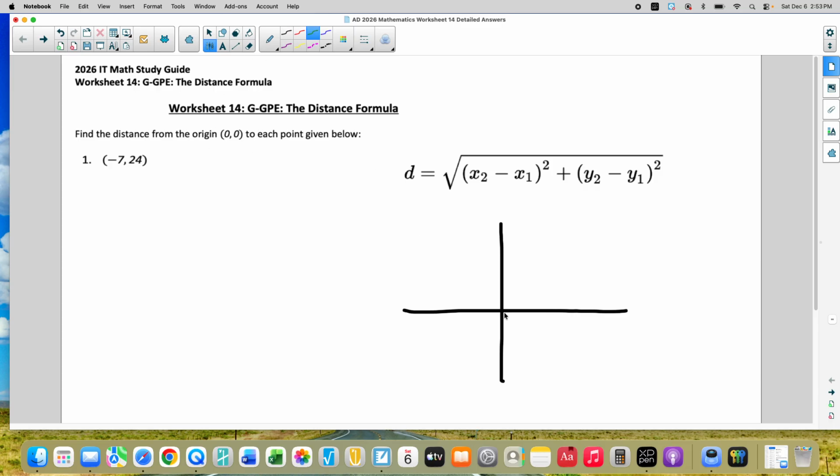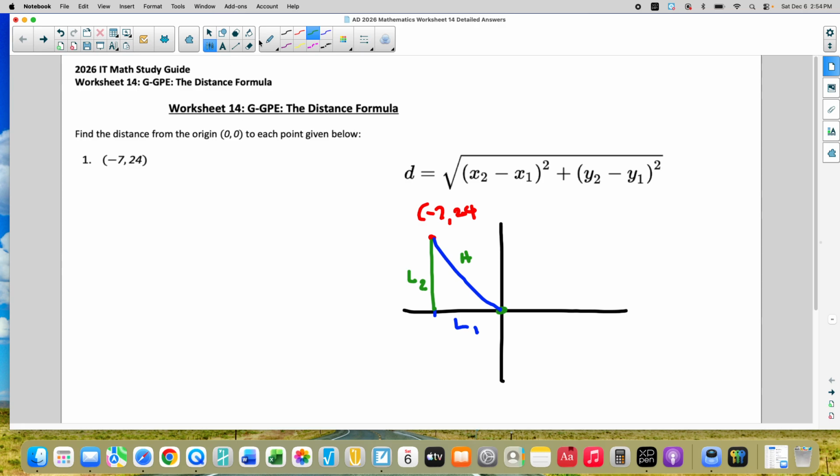Notice the origin is 0, so we're starting here, and then we have this point, -7, 24. We're trying to find the distance between those. That's going to be the distance out to here, which would be the difference in your x values, and that would give you your leg 1. If you wanted to find the height, that's going to be the change in y's, and that would give you your leg 2. Then that distance would represent the hypotenuse. So that's why we're using the Pythagorean theorem here.